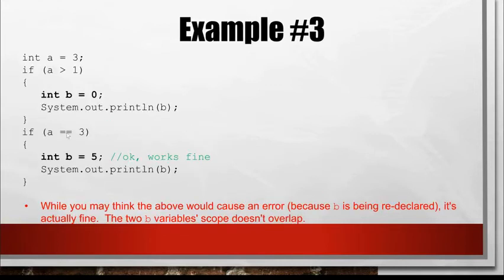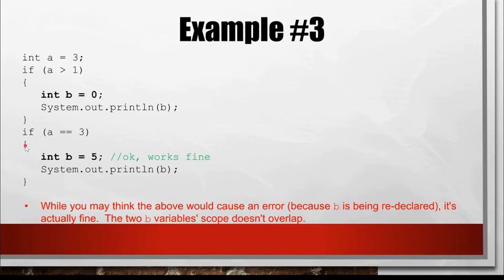Let's look at a last code example. Here we have 2 if statements, but they're not nested inside of each other. The first one tests if a is greater than 1, and we declare b and assign it a 0. Then we can print b. Once we reach the end of this block, the first b loses its scope, and we hit another if statement.